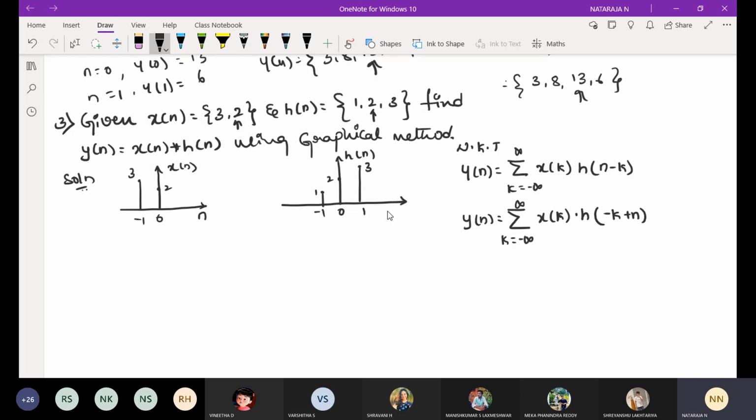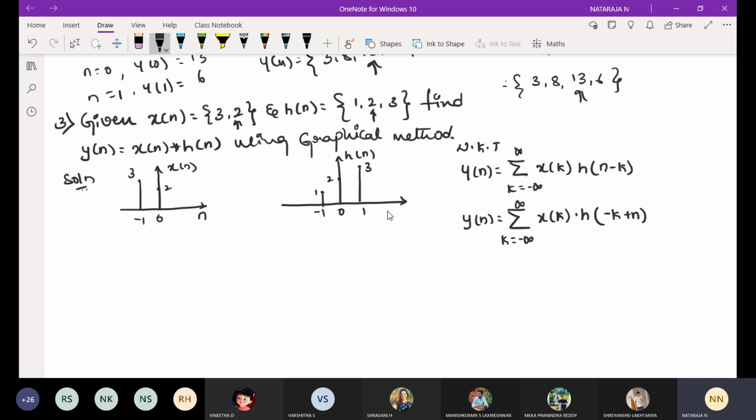Why am I going to change this? Because I need to shift the samples. If I need to go for a shifting property, it is always h of k minus n or k plus n, in that form only. That is why I made it change. But in the case of the formula method, no issues. Whatever we have, we can substitute and we'll get the answer. But here it will be a little bit difficult. That is why I am going to interchange as per my convenience.